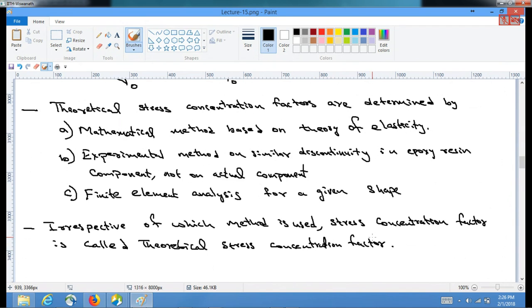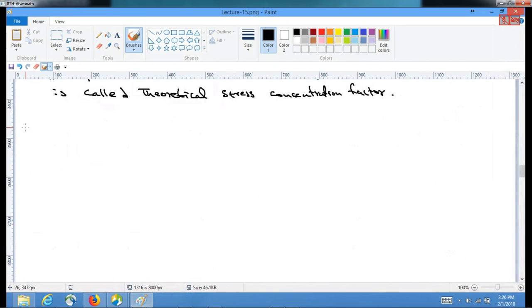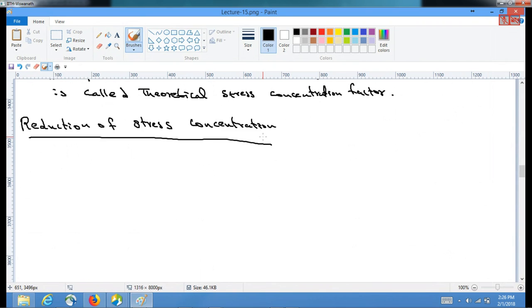Now we will see how to reduce this stress concentration factor for certain scenarios. For example, one scenario is, so the topic is reduction of stress concentration. In this case, for example, I'll put the picture.